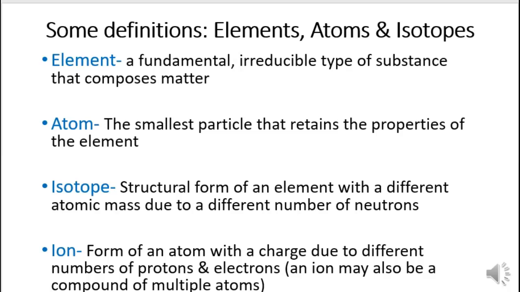An isotope is a form of an atom. It will have a different atomic mass than other atoms, but still be part of the same element. These alternate forms of an atom that are the same type of element have a different number of neutrons. We will discuss those in more detail. An ion is a form of an atom that has a charge. The charge exists because the atom has an unequal number of protons and electrons.